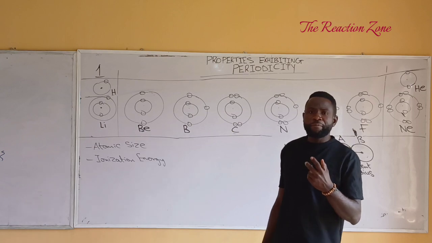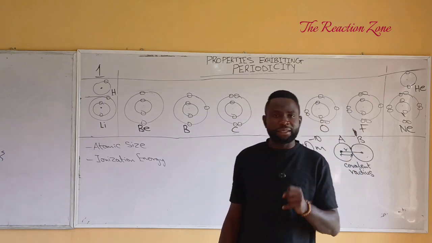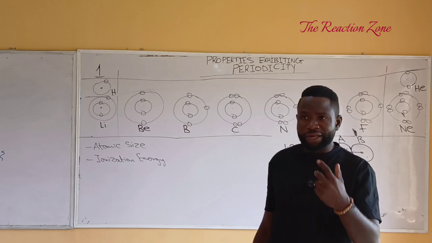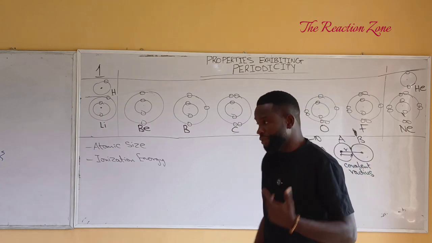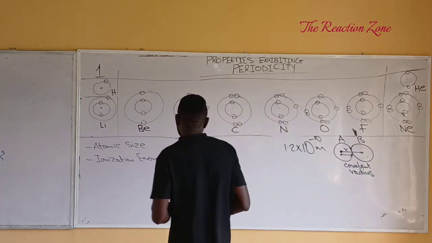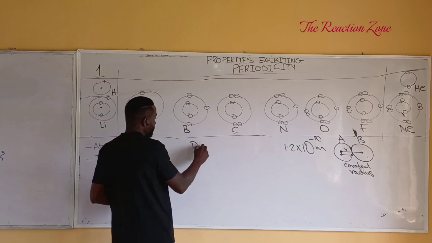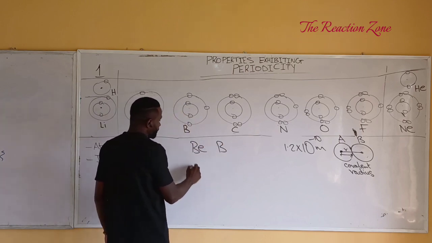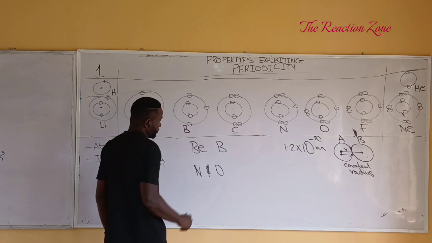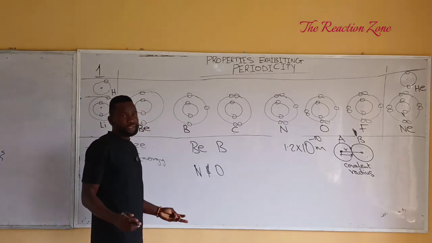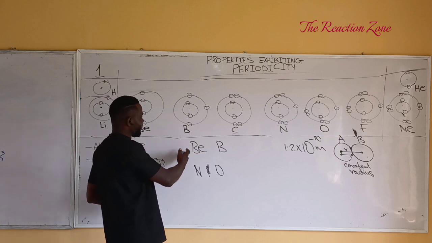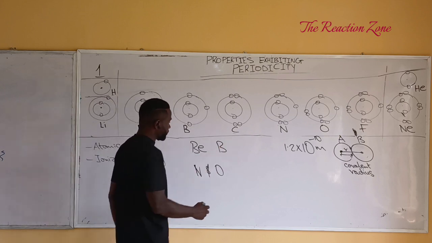However, it is important to point out that there are exceptions to the trend of ionization energy across the period. The first exception is between beryllium and boron. The second exception is between nitrogen and oxygen. Now, for us to understand these exceptions, it is important for us to arrange the electrons in orbitals.